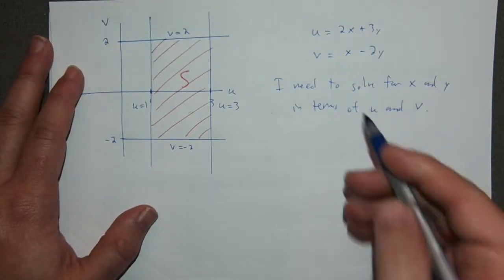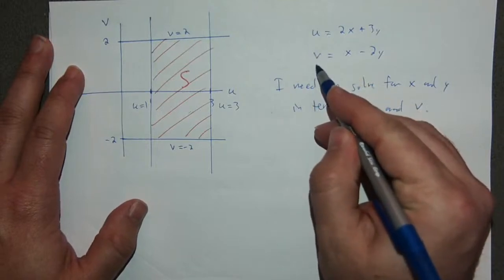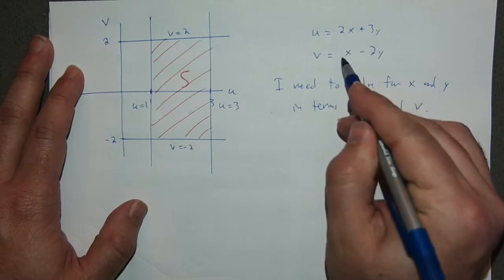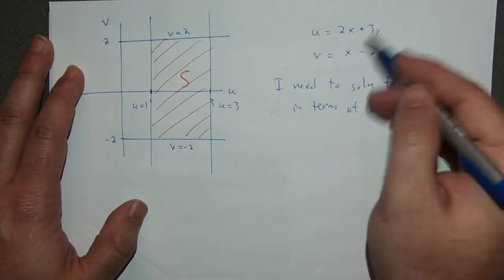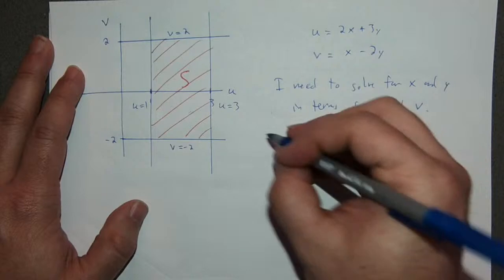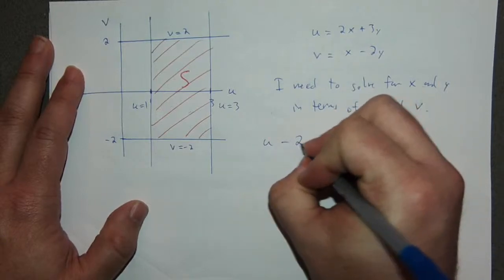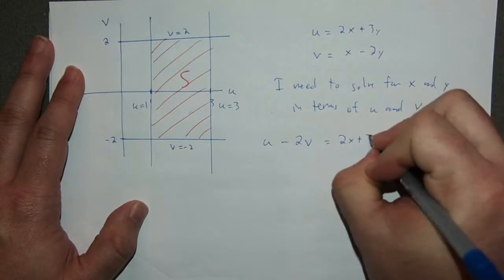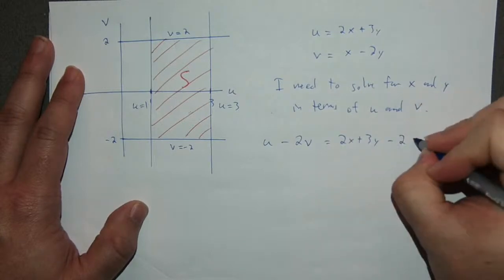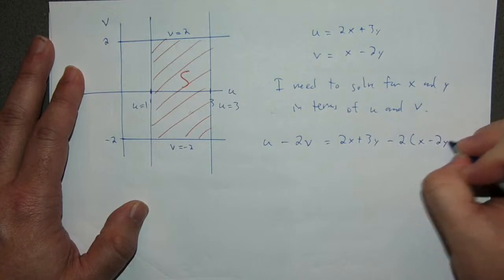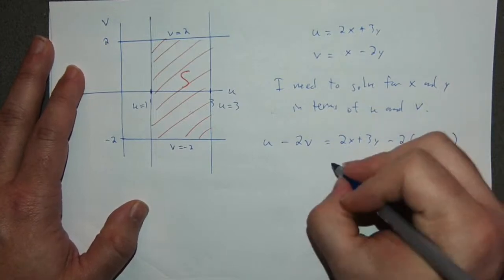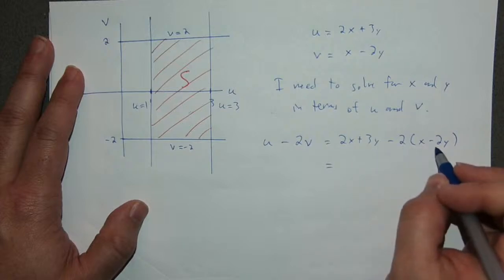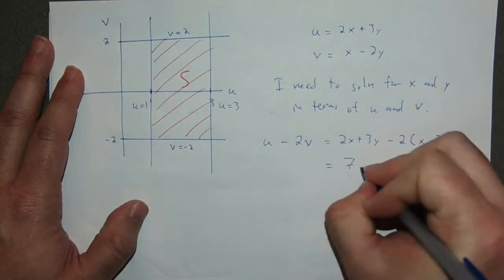If I want to eliminate x, I could subtract from u 2v, right? If I multiply v by 2, I'd get a 2x here, so I'd get 2x minus 2x, that'd be 0, and then what I would have left would just be in terms of y. So u minus 2v is what? This is 2x plus 3y minus 2 times x minus 2y, which is 2x minus 2x is 0, so 3y minus minus 2y, so that's 7y.